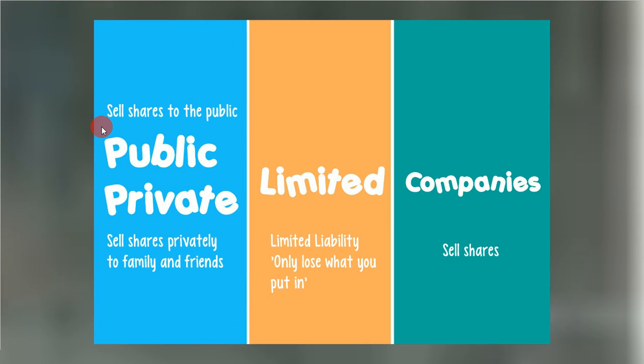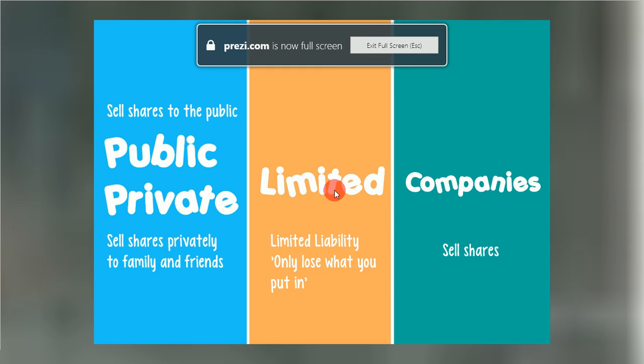So let's have a look at this. So the only two words that are different is public and private. They've both got limited companies in it. So what does a company bit mean? It means they can sell shares. What does a limited bit mean? It means limited liability. It means you only lose what you put in if the company goes bankrupt. So the only two words that are different, public and private.